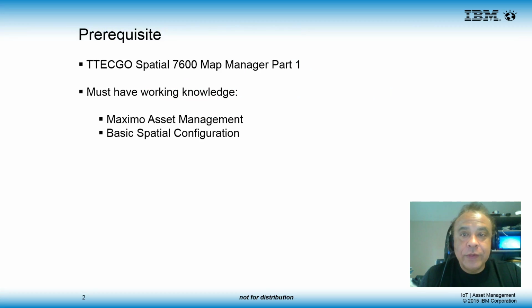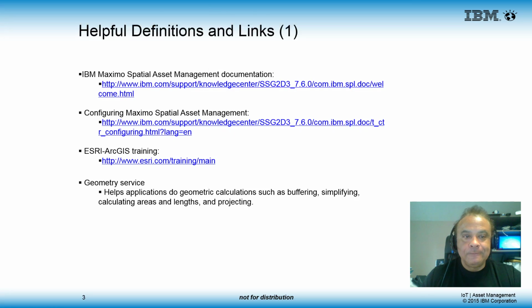Here are some prerequisites that I recommend. First of all, hopefully you went through at least part 1 of map manager. And one of the things that would be very helpful is if you have some knowledge in Maximo and spatial. I added some definitions here and links for you so it'd be easy for you to go and read about the documentation of spatial and its configuration. And again, I also put in a training site for ArcGIS.